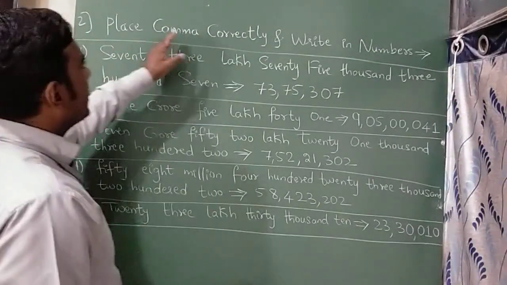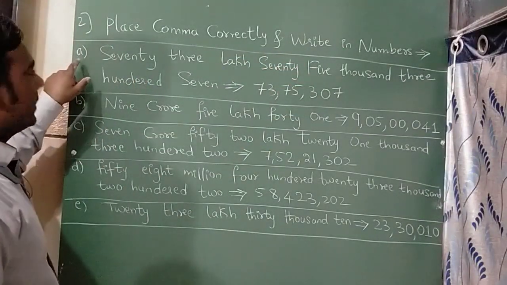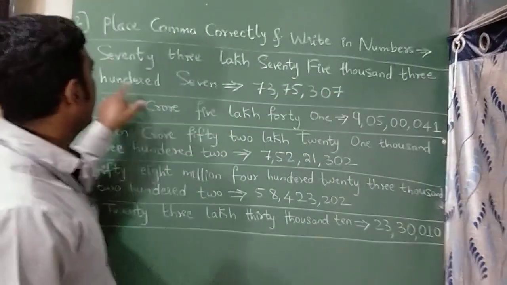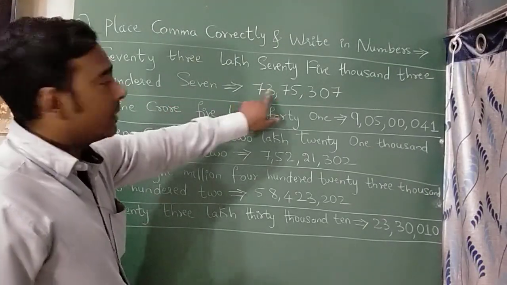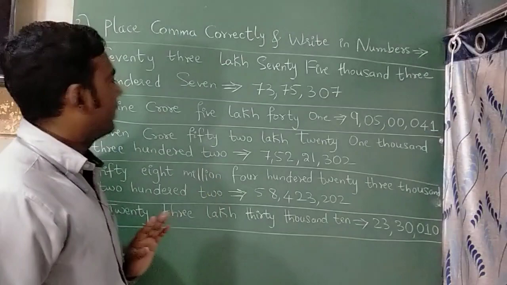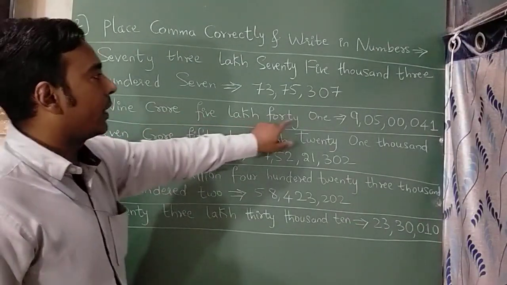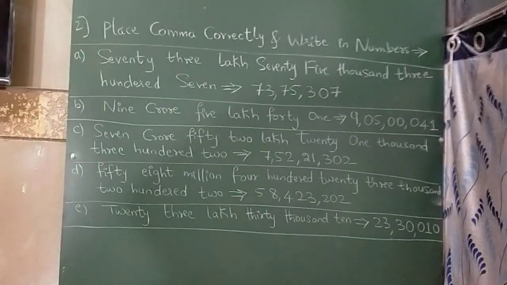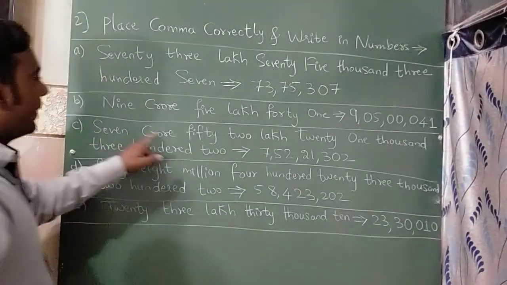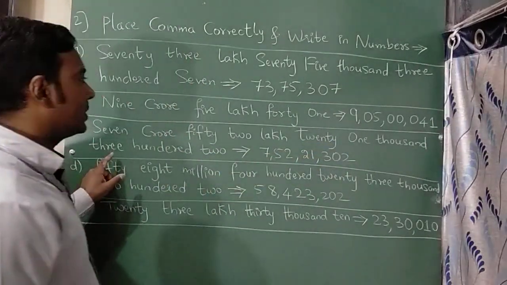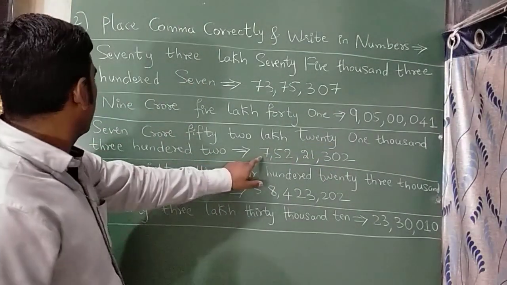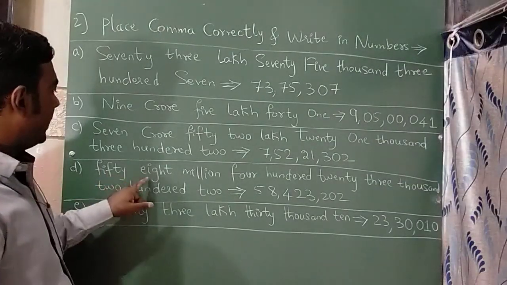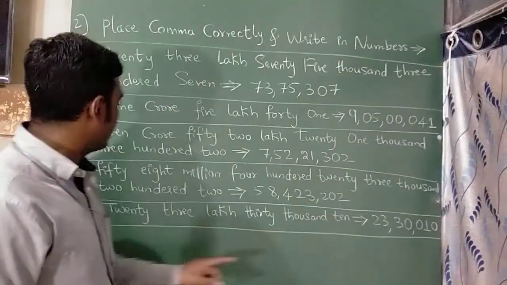Your next question is place commas correctly and write in numbers. So here they have given in words 73 lakh 75,307. Fine. The second question is 9 crore 5 lakh 41. Now the third one is 7 crore 52 lakh 21,302. And the last, 58,423,202.